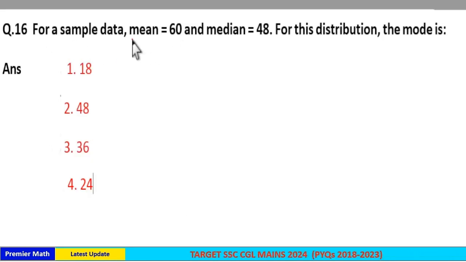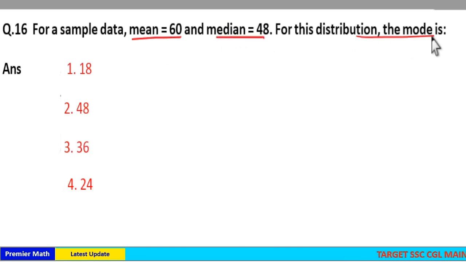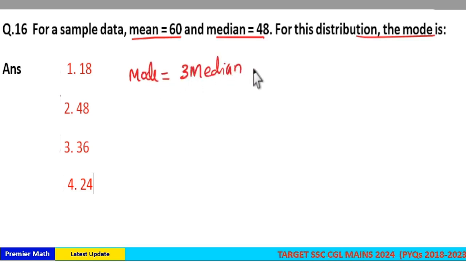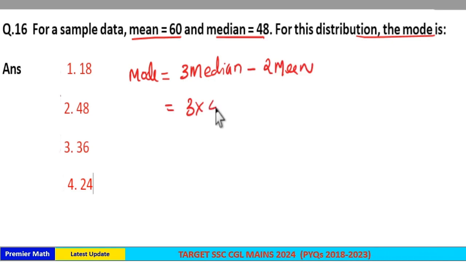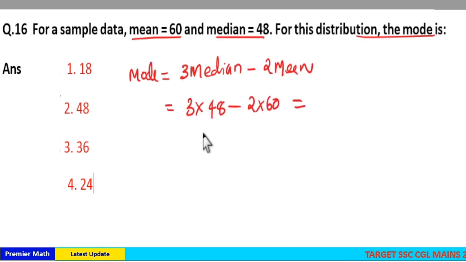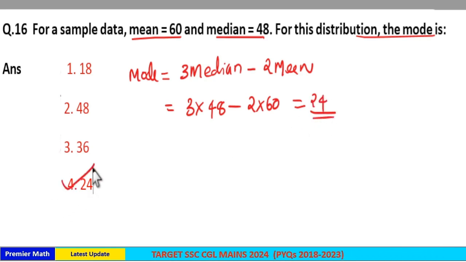For sample data, mean is equal to 60 and median is equal to 48. For this distribution, the mode is, here the mode formula is equal to 3 median minus 2 mean. So from this, 3 into median is equal to 48. 3 into 48 minus 2 into mean is equal to 60. Now 3 into 40, 120, 2 into 60, 120. So 120 cancels, so remaining is equal to 3 into 8, 24. So mode is equal to 24. Option 4 is your answer.